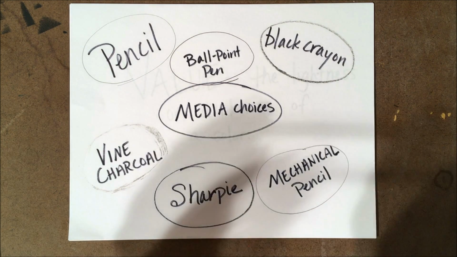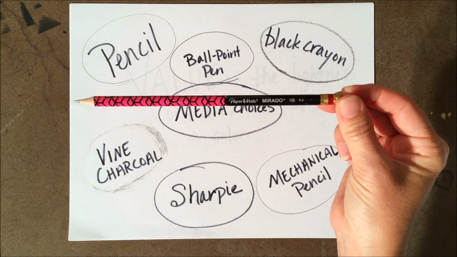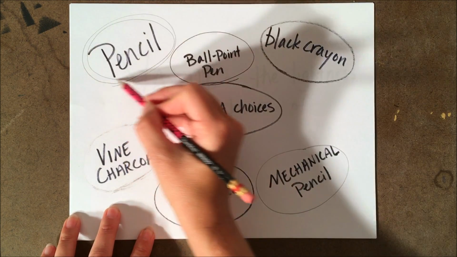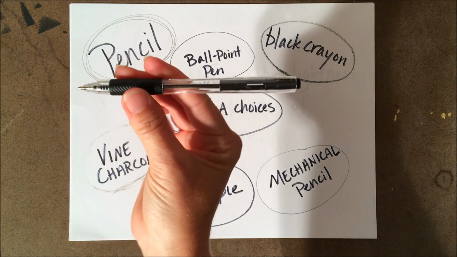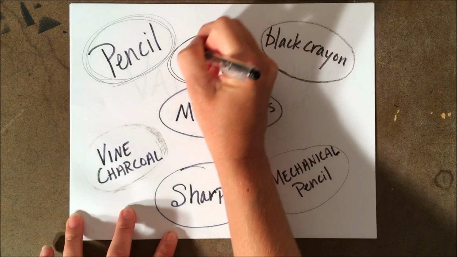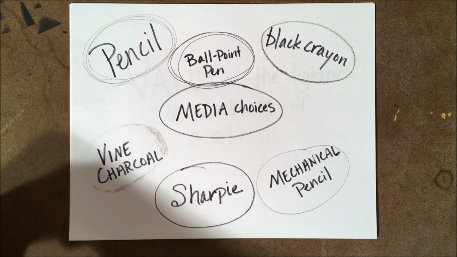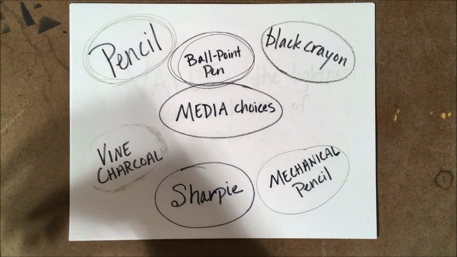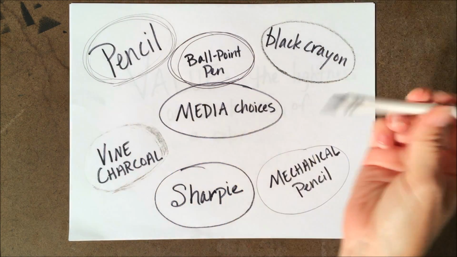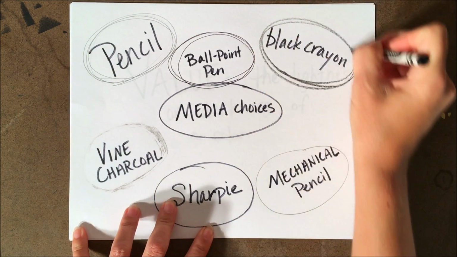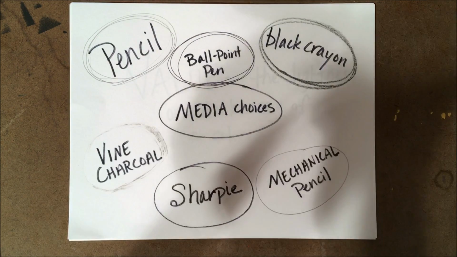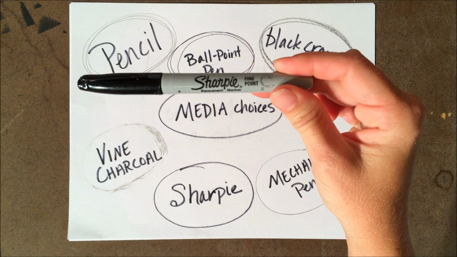One of our first choices is just your plain old good number 2 pencil, the kind that you might use on your state testing. Our second one that we're going to use is just a plain old ballpoint pen. Another one we'll be experimenting with is a black crayon. We're going to be using Sharpie.